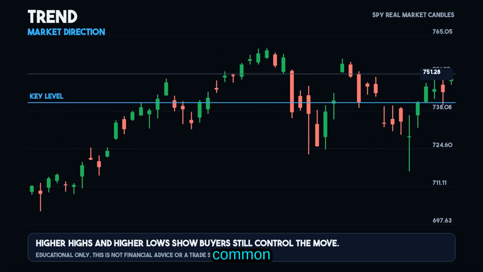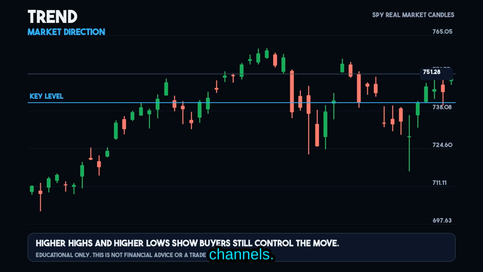Let's talk about another common mistake beginners make when using trend lines. They assume that price will always bounce back from the trend line. This is not always the case. Price can break through the trend line and continue moving in the same direction.